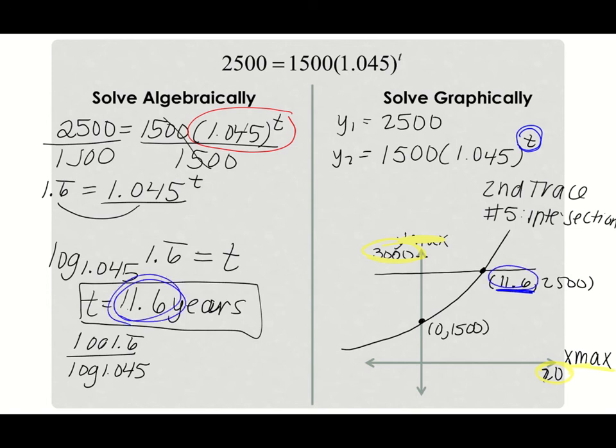So you are going to have to be able to solve algebraically and graphically. So algebraically, we're using logarithms. Graphically, we are using intersection points, and we're finding that x value of our intersection point, which is going to be our time.